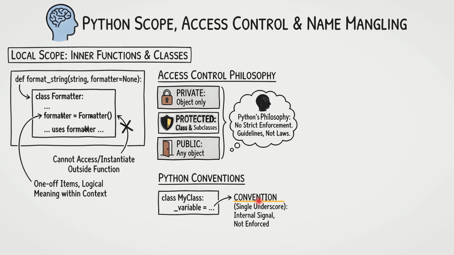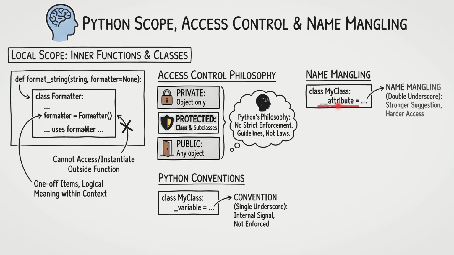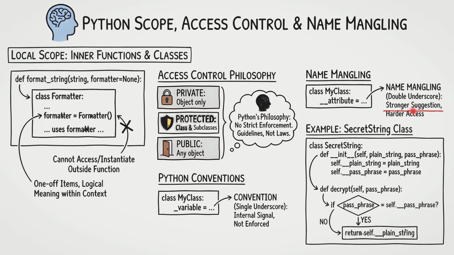But what if you want to provide a much stronger suggestion against outside access? That's where Python uses a mechanism called name mangling. This is triggered by using a double underscore prefix like __attribute. While it still doesn't make the data truly private, it makes access significantly more difficult and serves as a very strong indicator of your intent. Let's look at a practical example on the right.